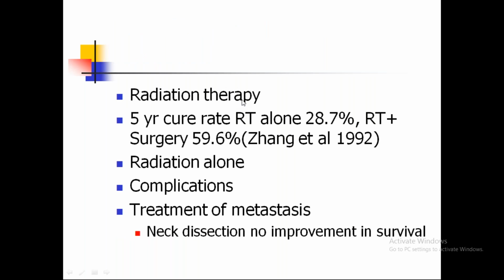Radiation therapy is preferred rather than surgery in extensive cases. So 5-year cure rate is around 28.7%. That is not very good. And RT plus surgery will give us a better, that is 59.6% survival rate. Radiation alone can also be done, and complications will be there for surgery or for the radiation. Treatment of metastasis has to be done, but if neck dissection is not done, there is no improvement in survival.